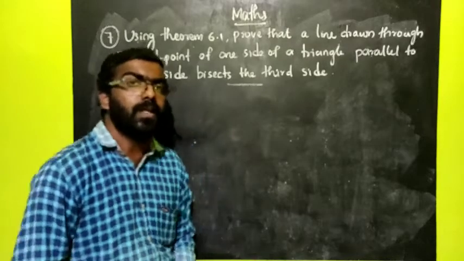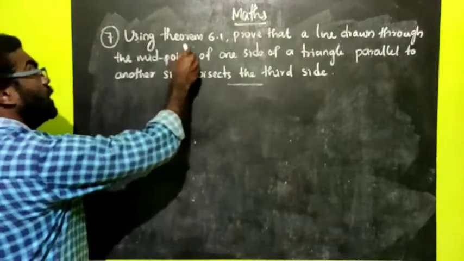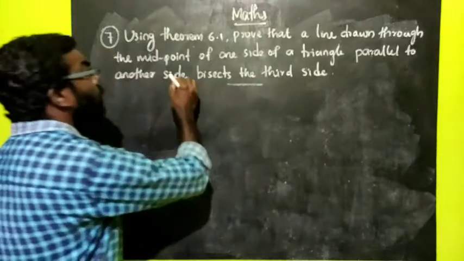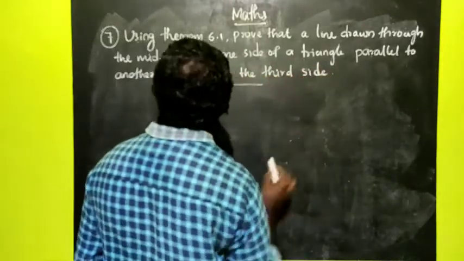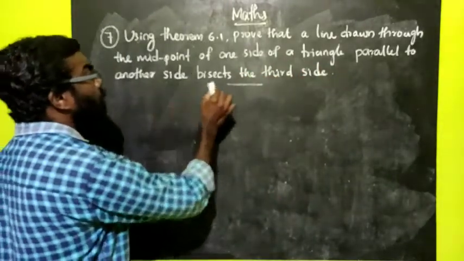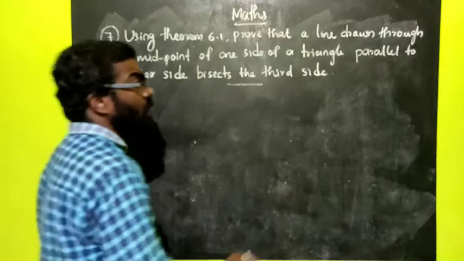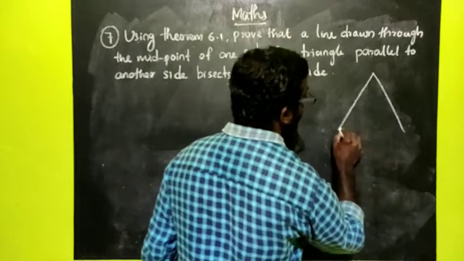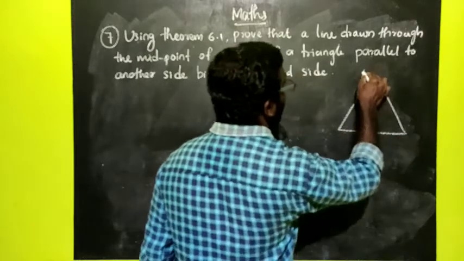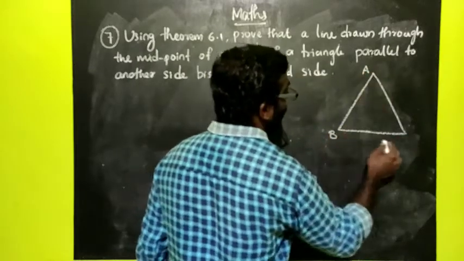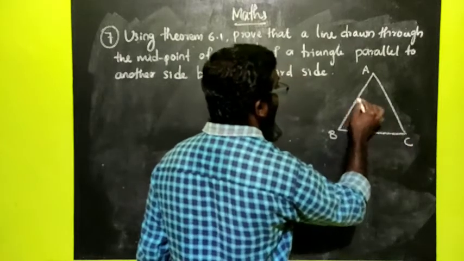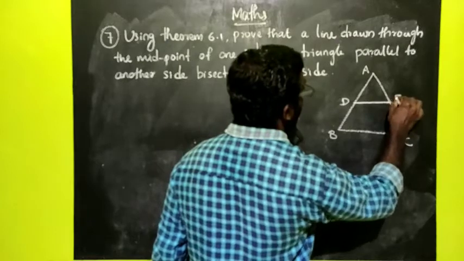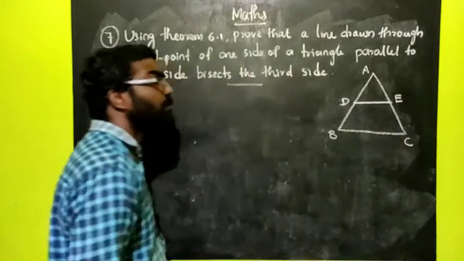Now we move on to the next question. Using theorem 6.1, prove that a line drawn through the midpoint of one side of a triangle parallel to another side bisects the third side. So we can take triangle ABC in which D is the midpoint of AB and the line DE is parallel to BC.